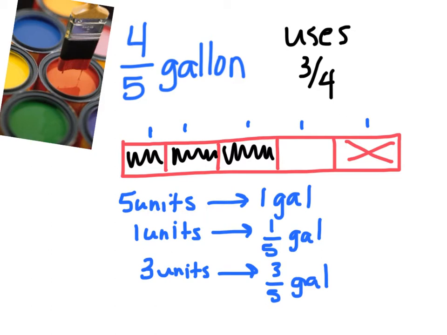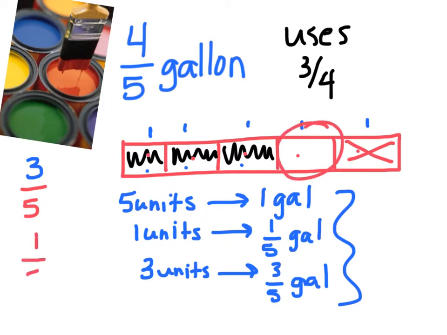The other way we could figure out that answer, if you didn't want to use this particular model here, is to simply count. There are 1, 2, 3 units that she used out of 1, 2, 3, 4, 5 possible units. So she used 3/5 gallons. And what is left over when she's done? She has this 1/5 of a gallon of paint remaining after she finishes her painting task.